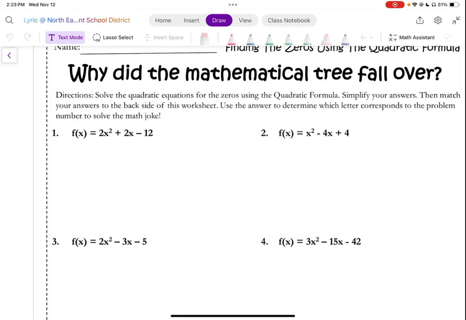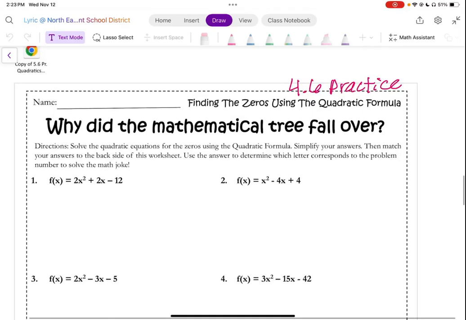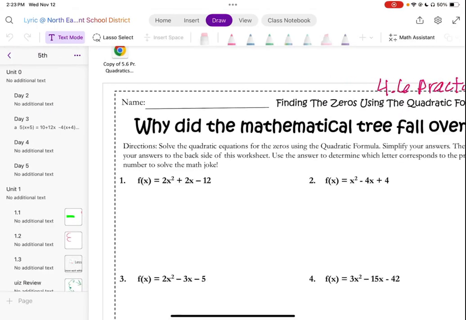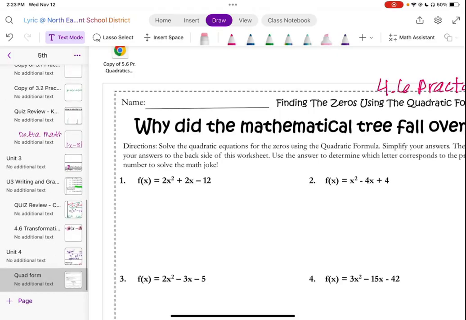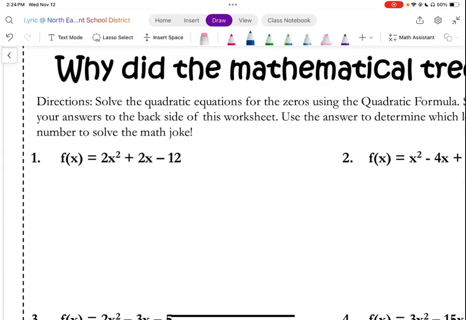All right, guys, we're going to go over the first two problems on our worksheet for today. All right. So for the first one, we first want to make sure it's in standard form, and luckily all the equations on this worksheet are in standard form.